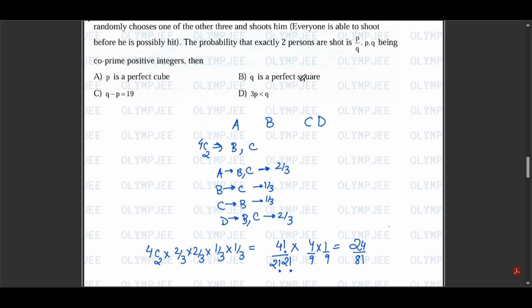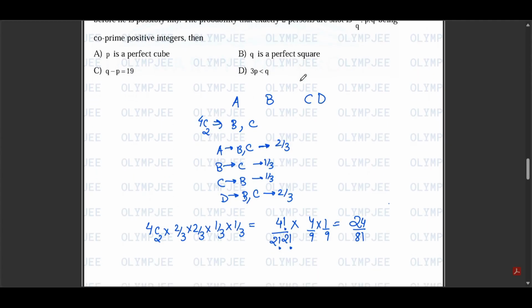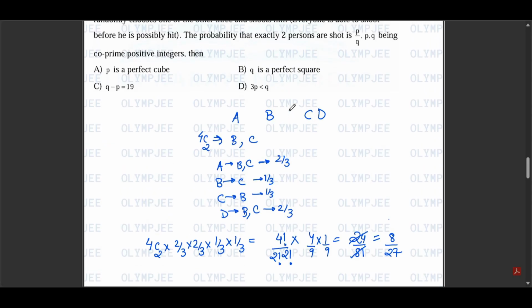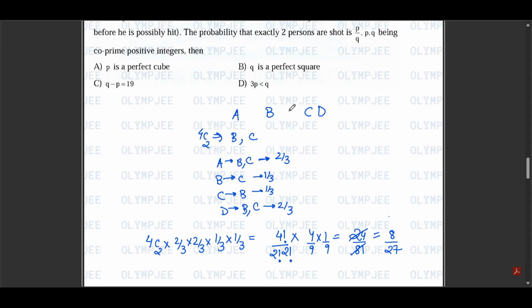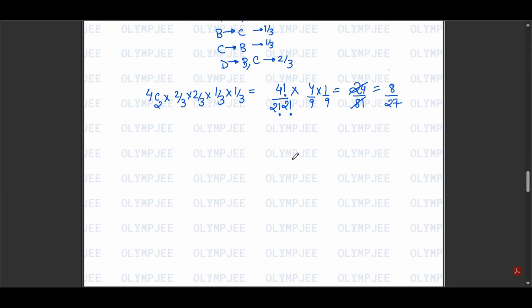And it is given that P and Q are co-prime. So we need to reduce this into the minimum fraction. So this will be 8 by 27. So P is a perfect cube. Yes, this is correct because 8 is a perfect cube. Q is a perfect cube. Yes, this is 3 cube. And Q minus P is equal to 19. Yes, this is correct. And 3P is less than Q. This is also correct. So the answer will be ABCD for question 4.